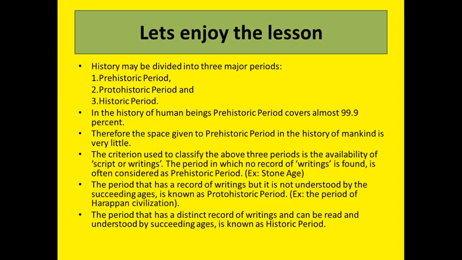Next, the period that has a record of writings, but it is not understood by the succeeding ages, is known as proto-historic period. Example, the period of Harappan civilization, which you will be learning later on. The period that has a distinct record of writings and can be read and understood by succeeding ages is known as historic period. So here children, you have understood the meaning of prehistoric period, proto-historic period, and also the historic period. Read once again and find it out properly.